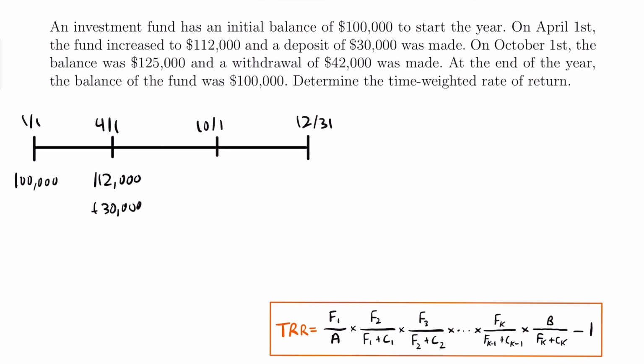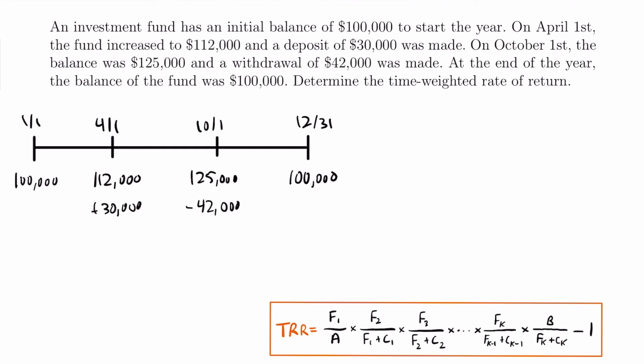Okay? And then on October 1st, the balance was $125,000, and so we will have $125,000, and a withdrawal of $42,000 was made. And so below that, I will write minus $42,000 because that is a withdrawal, and so we are subtracting out that money. All right, and then we're told that at the end of the year, the balance of the fund was $100,000, and so we will have $100,000 at our last endpoint there. Okay, and so now we are ready to determine the time-weighted rate of return.